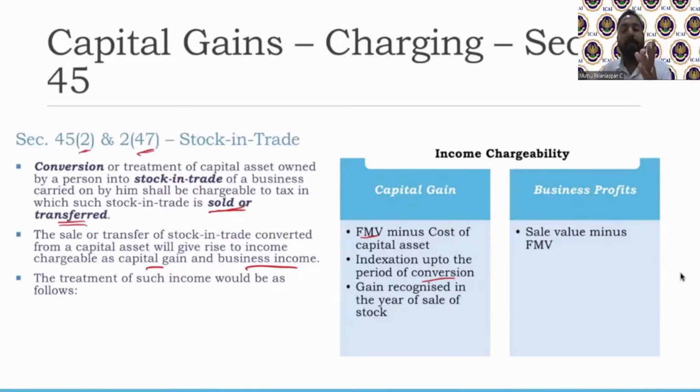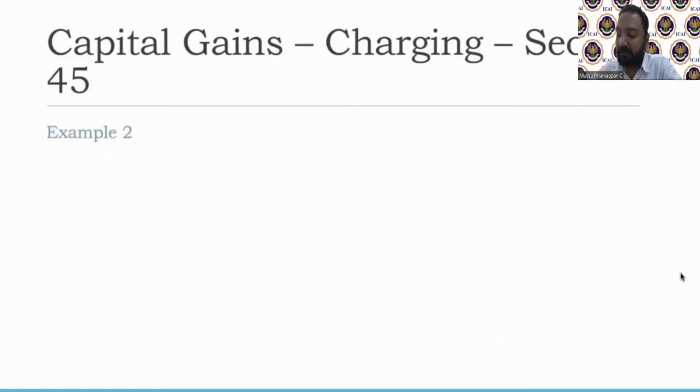Now, whatever is the sale value minus the fair market value will be the business profit. So the cost for business profits will be the fair market value. Okay, that's what it is about. So now sale minus fair market value. We'll see this as an example.